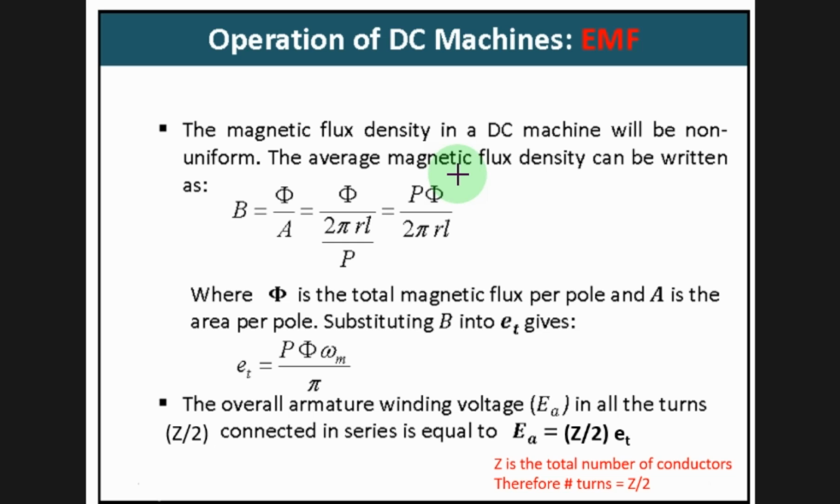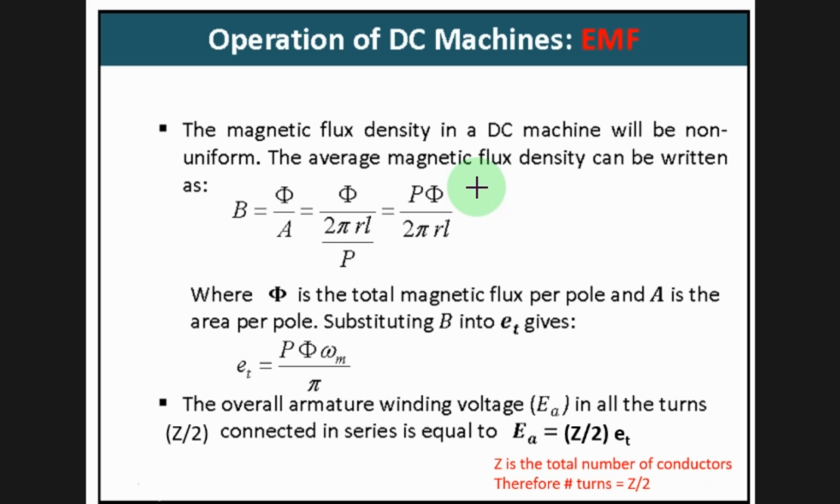If you take the average magnetic flux density, you can write B as phi over A. Phi means the total magnetic flux per pole, only one pole, because we are considering the coil turn while it is under one pole, and if the area per pole is A, then it will be phi over A. So here A means the cross-sectional area that we are considering.